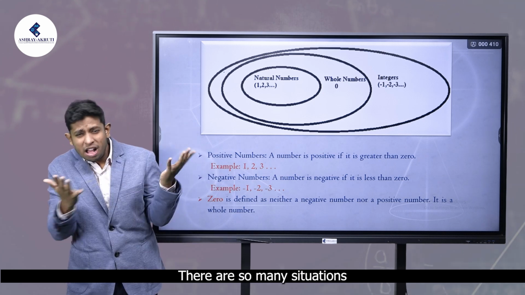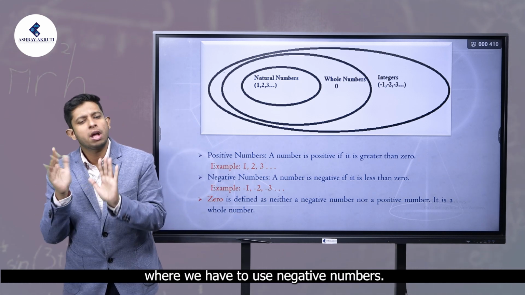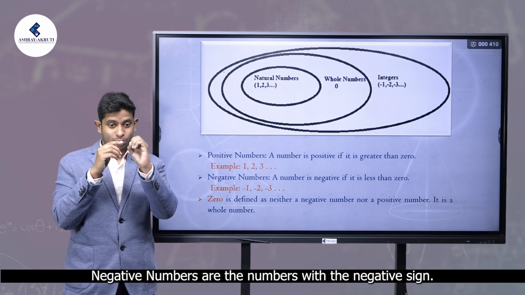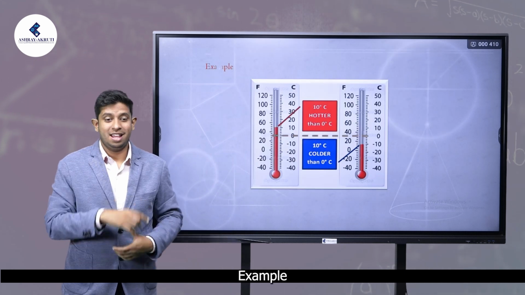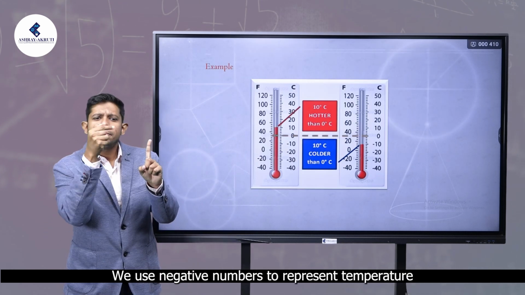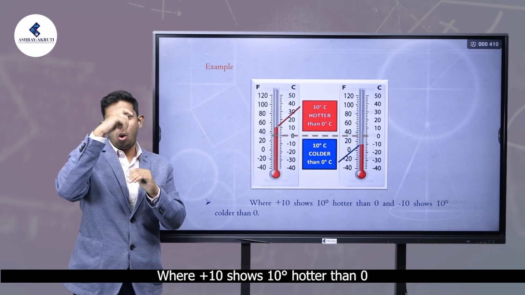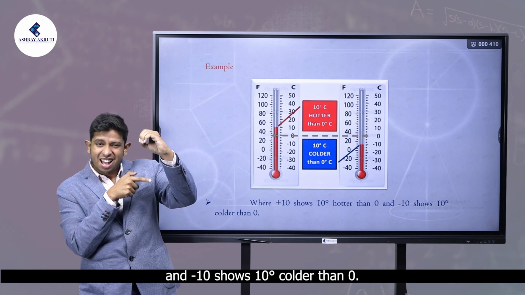There are so many situations where we have to use negative numbers. Negative numbers are the numbers with the negative sign. These numbers are less than 0. For example, we use negative numbers to represent temperature, where plus 10 shows 10 degrees hotter than 0 and minus 10 shows 10 degrees colder than 0.